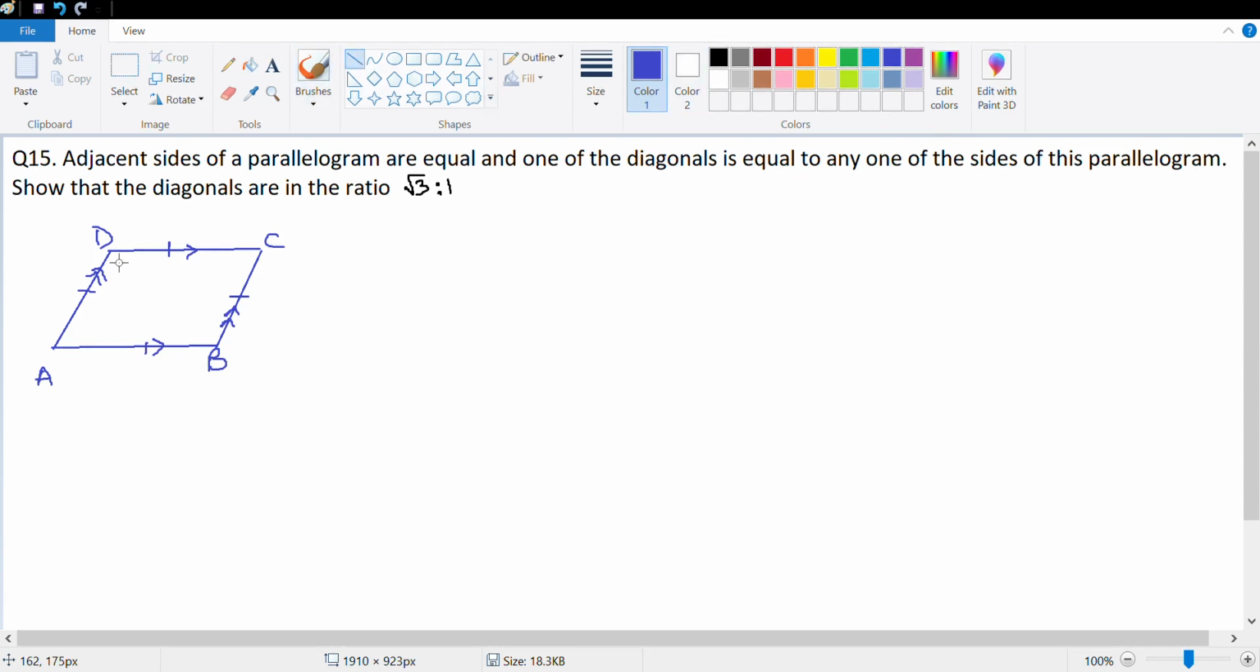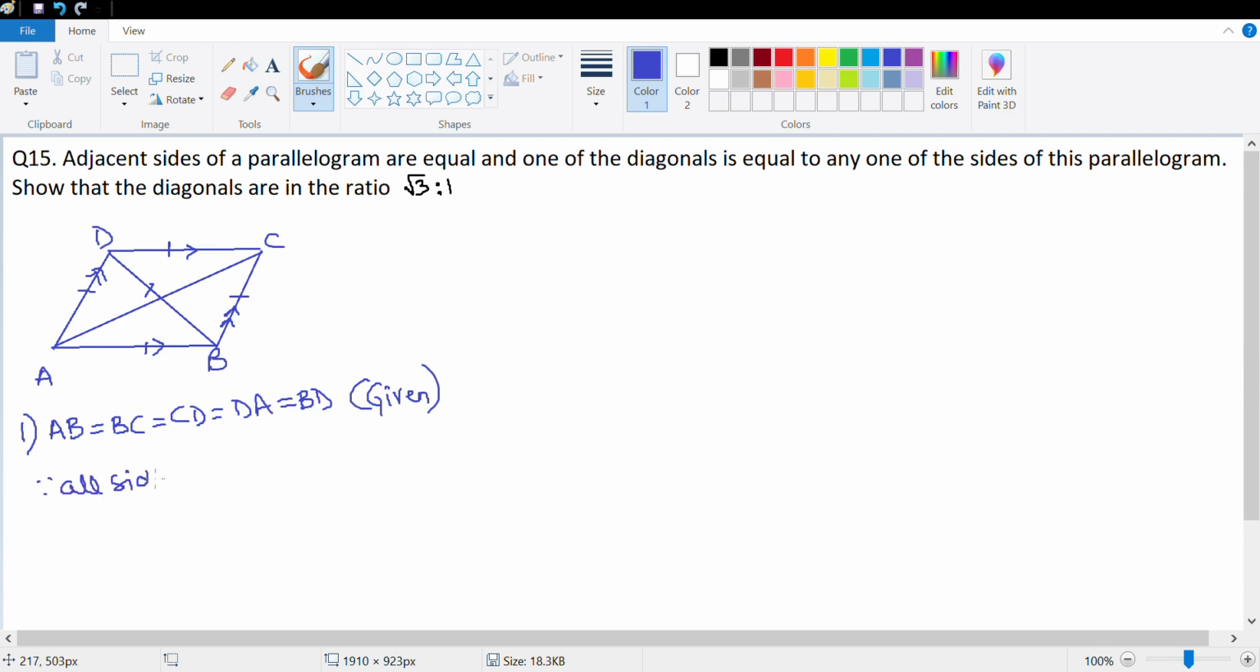Okay, so let's make the diagonal. Now, since we are looking at the acute angle here, we are looking at basically BD as the smaller diagonal, which means BD is equal to AB equal to AD equal to CD. Perfect. So this is what is given in the question. So let's just write information available. AB is equal to BC is equal to CD is equal to DA is equal to BD. This is given. Perfect. Since all sides are equal, therefore quadrilateral ABCD is a rhombus.